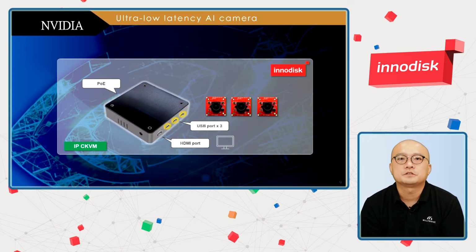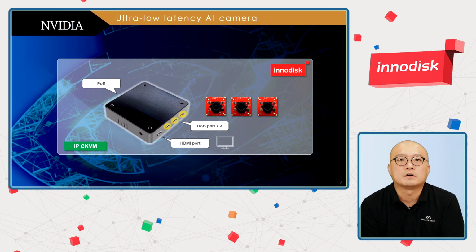We'd like to introduce you to Millitronic and Innodisk's new product, the ultra-low latency AI camera for NVIDIA AI landing. In this project, our IPC KVM plays an important role. By its name, you can tell it is an IP-based camera, keyboard, video, and mouse switch. Unlike an ordinary KVM, which is like a hardware-based switch, you need a pair, TX and RX, to bridge USB keyboard, mouse, and HDMI video.